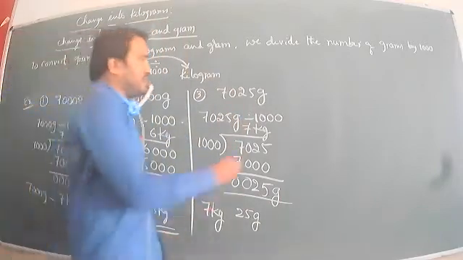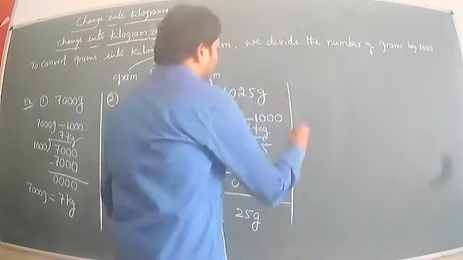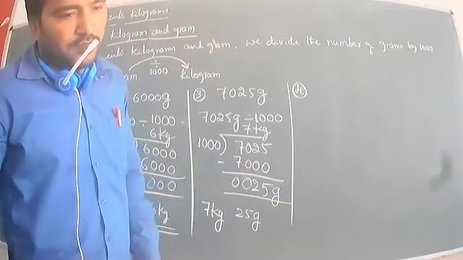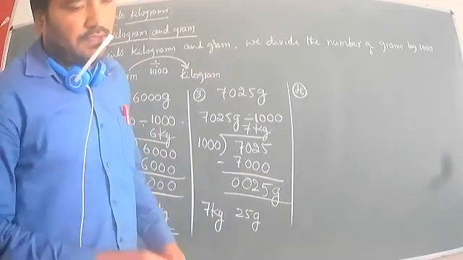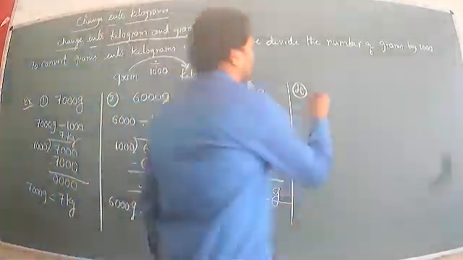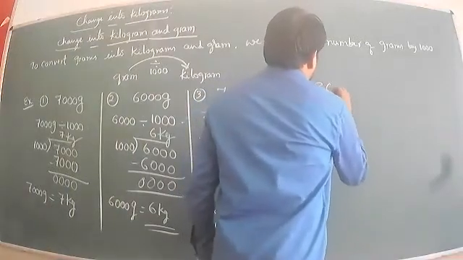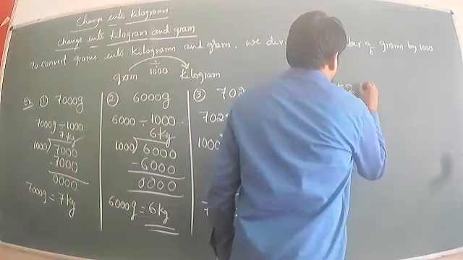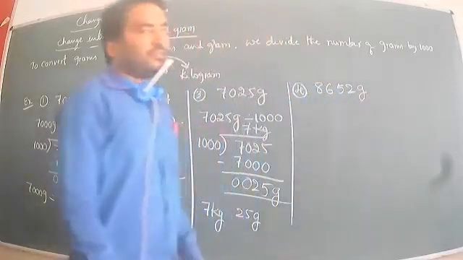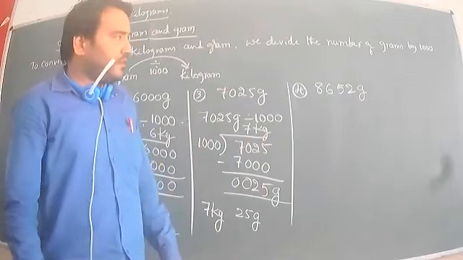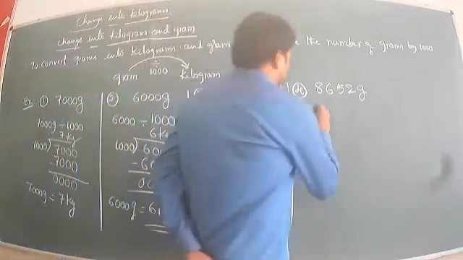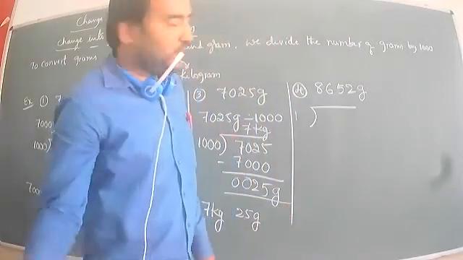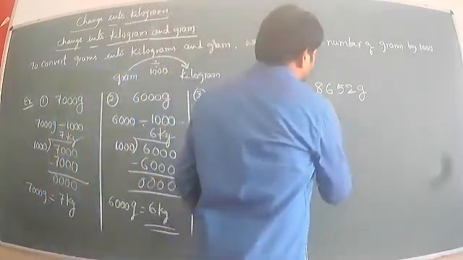Okay, next question. This same type of question will be given. Fourth question. Look at that. Take 8,652 grams. Now let us divide by 1,000. So we should write 8,652 divided by 1,000.